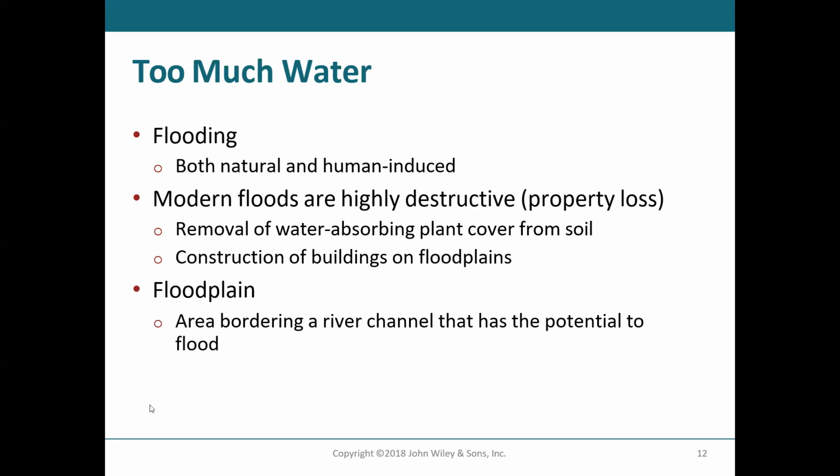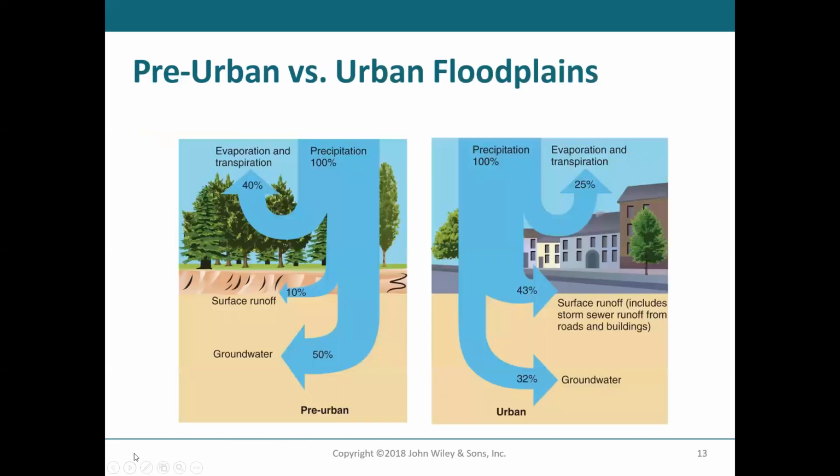They're showing increased intensity and are resulting in property loss. They can be caused by removal of water-absorbing plant cover from the soil, and by construction of buildings on floodplains. But what is a floodplain? Well, a floodplain is an area bordering a river channel that has the potential to flood. Let me show you how pre-urban versus urban floodplains happen and can affect what occurs during a flood.